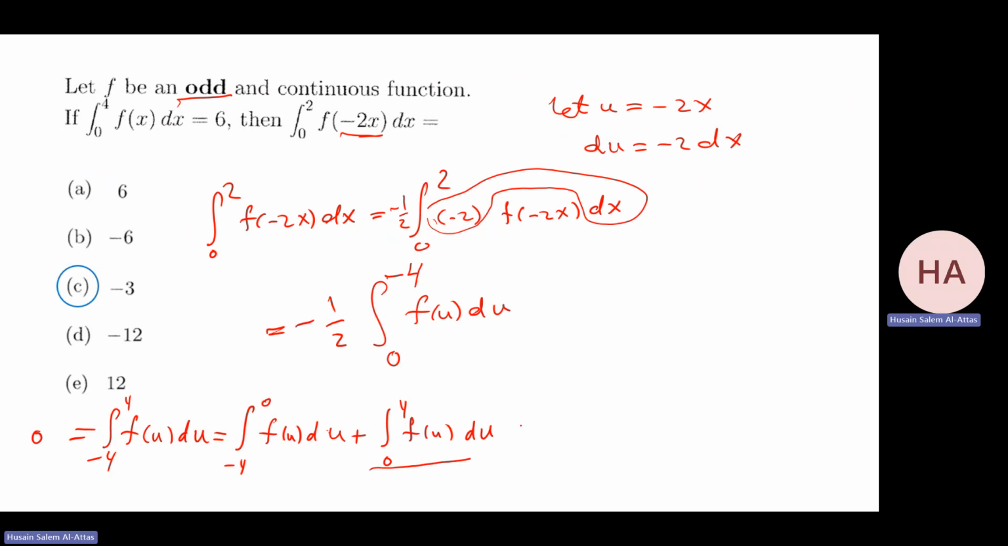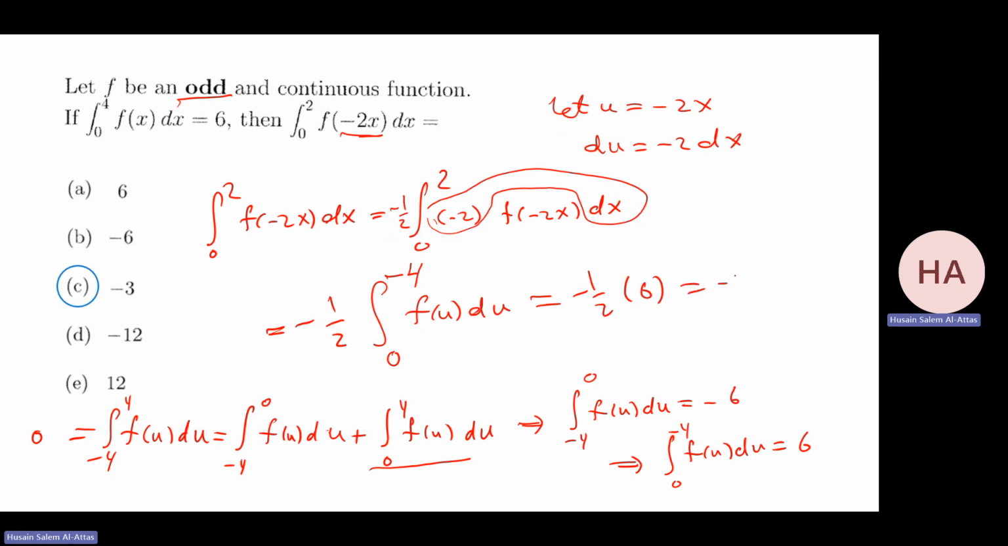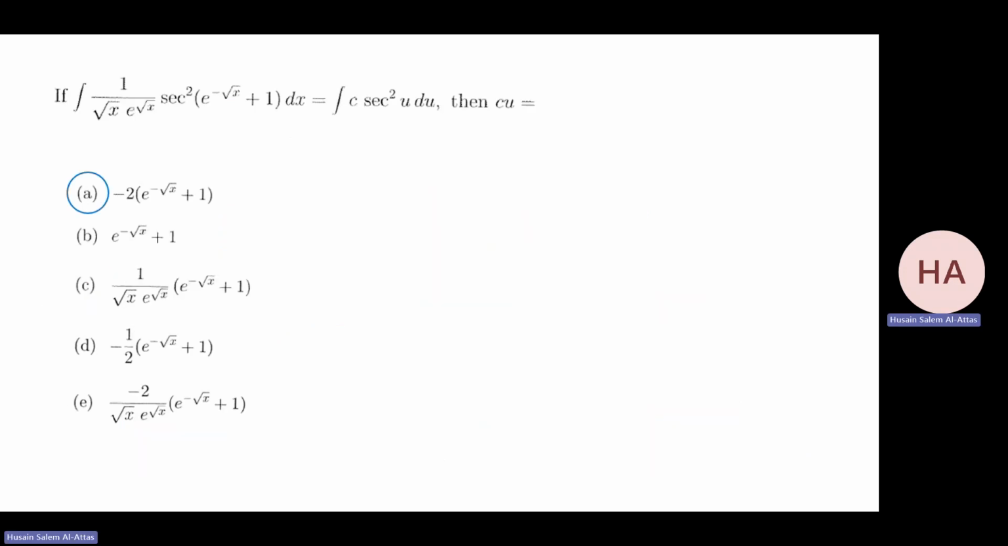And this is 6. So that implies the integral from minus 4 to 0 will be minus 6. But 0 to minus 4 will be again 6, and this is what I'm looking for. So that will be minus half times 6 times minus 3. If you flip it, you need to multiply by minus. So this will be minus 3. That will be the answer.